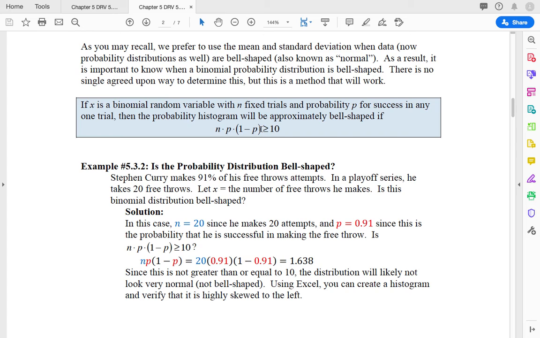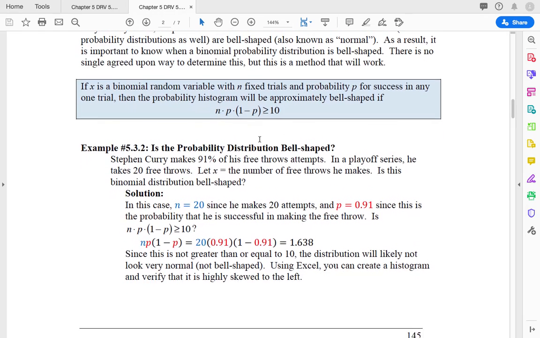By the way, this n times p times 1 minus p is also known as the variance. We don't really use that in anything, but eventually, if you took more statistics classes, you would study this thing called analysis of variance, and it would be very important in that class.